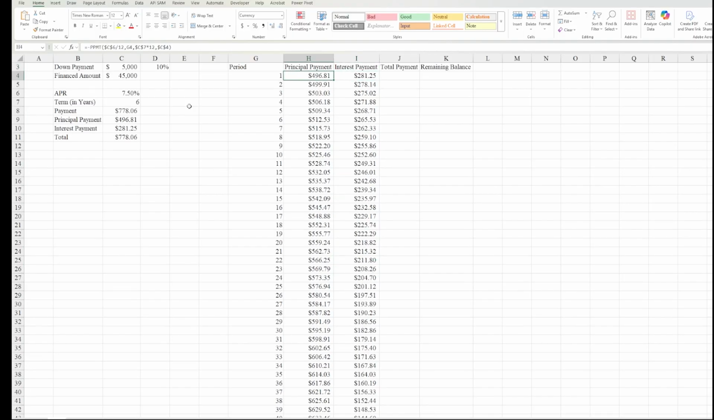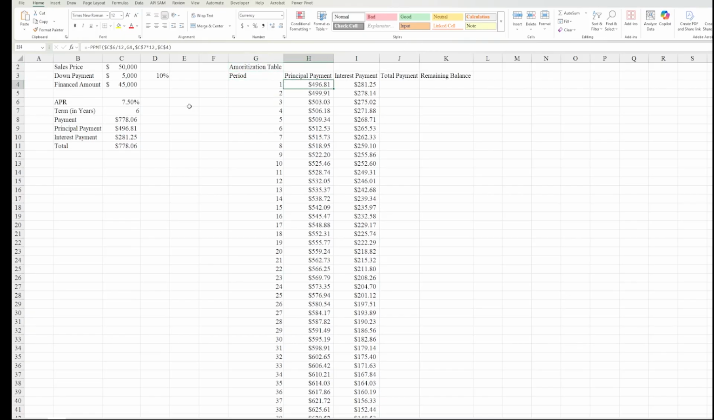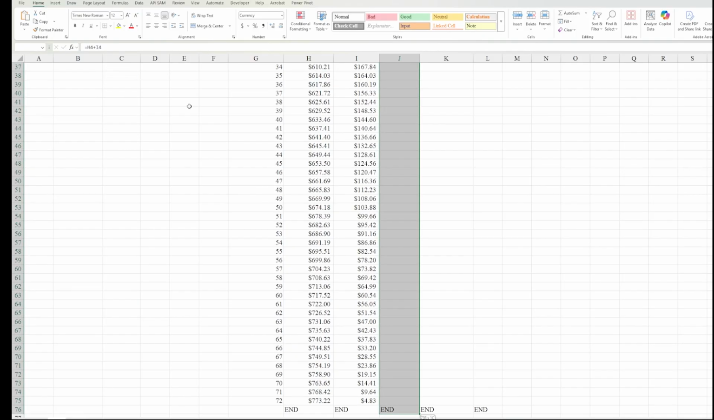And the way it's calculating that is it's using the period to tell you where you're at in that loan schedule, how much you're going to pay in principal and how much you're going to pay in interest. And so our total payment should always be $778.06. And if we just fill that down, we should get that amount.